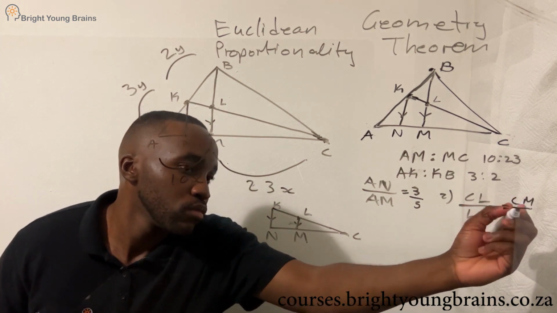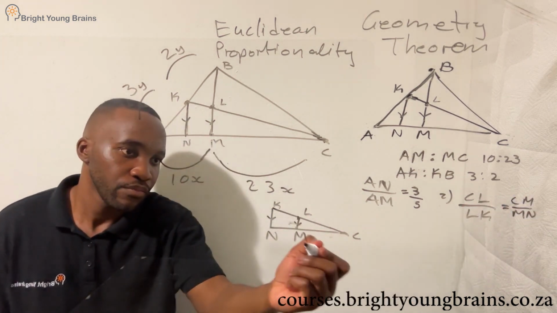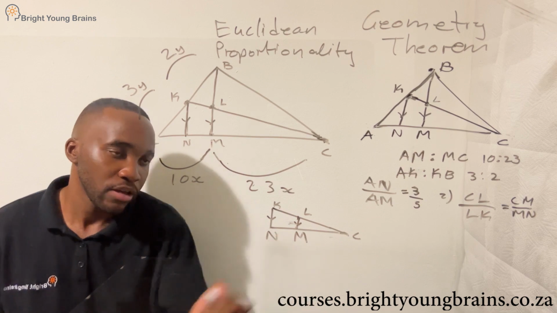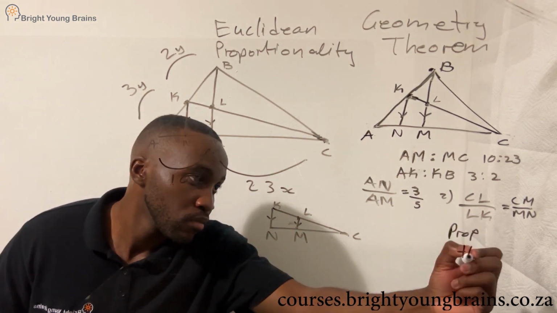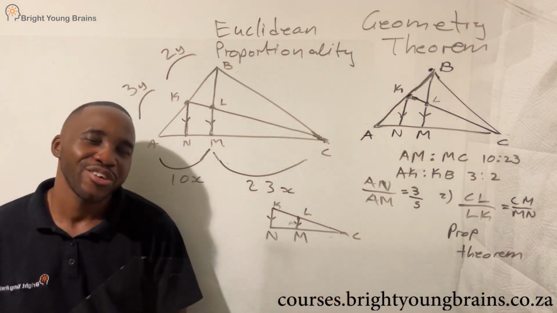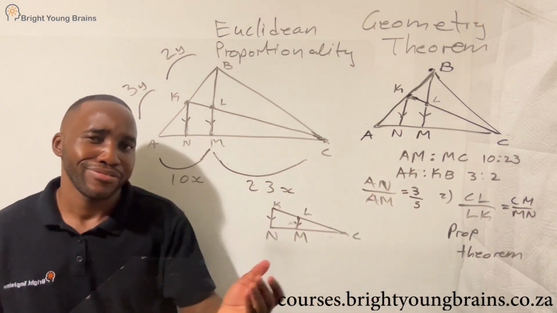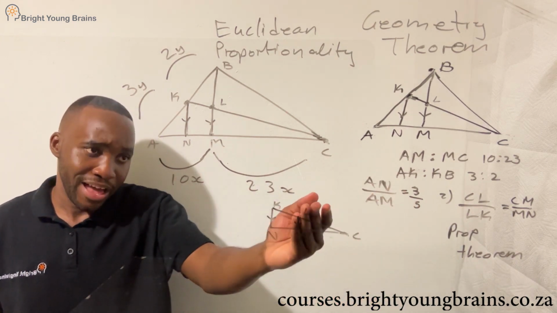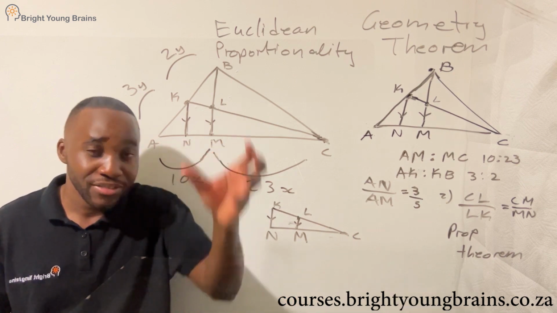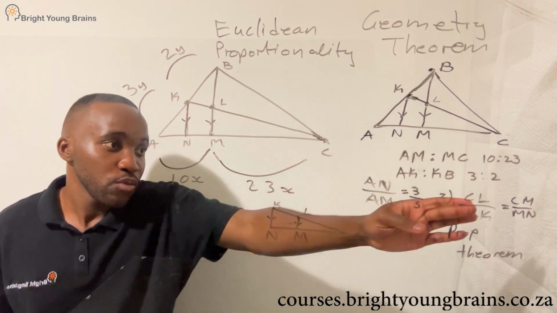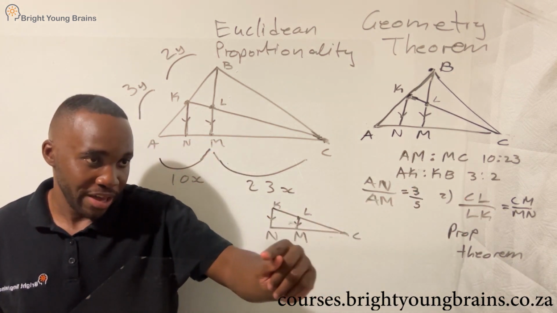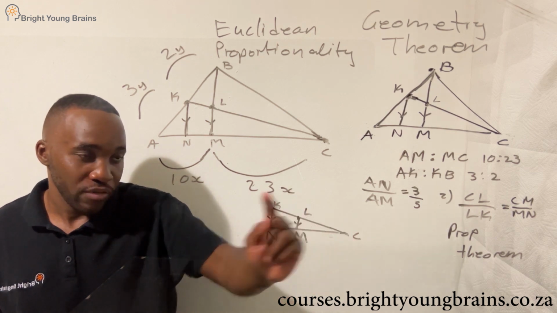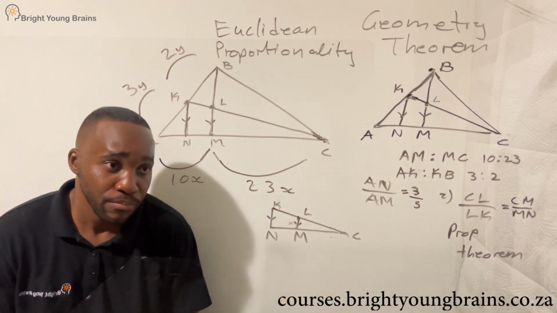CM over MN. You see, the reason for that is the proportionality theorem, but then you're not done. You've just identified what CL over LK is equal to. You have not given the ratio. Now, the reason we know that CM over MN is equal to CL over LK is just the proportionality theorem.